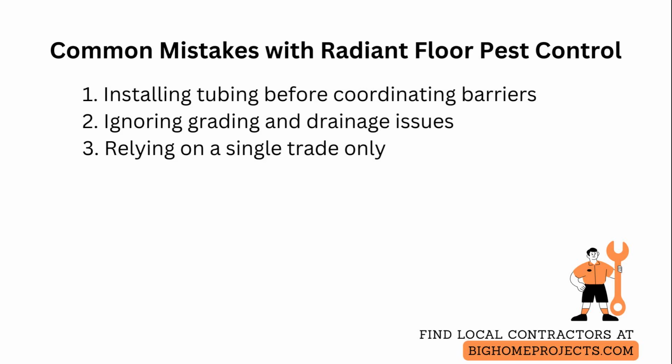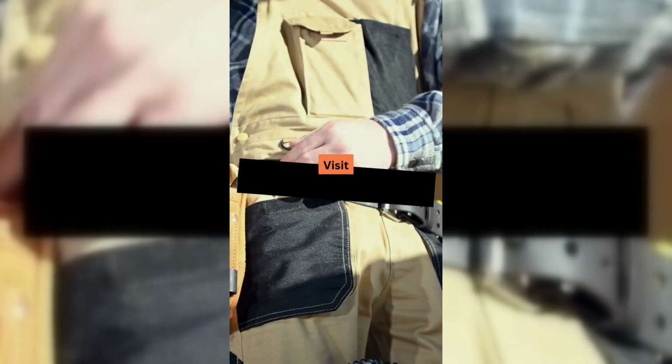A third frequent problem is relying solely on one trade for solutions without cross-consultation. Avoid this by scheduling a joint meeting between the plumber or HVAC installer, the concrete contractor, and the pest technician, and by keeping shared as-built drawings on site.